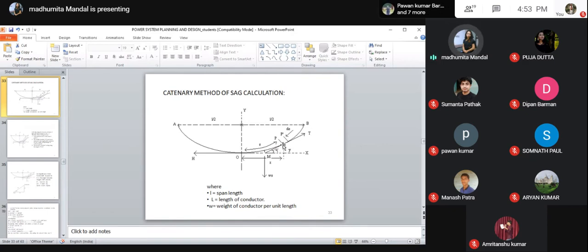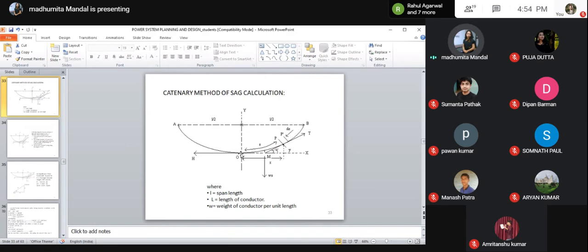Now if this point P is here at B, that means S is equal to OB. What will be the value of S at that time? S is equal to half of the conductor length. The conductor length is AOB, so OB is half of the conductor length, L by 2. So if this point is now considered here, then S is equal to L by 2. And what will be X? X is basically this horizontal line, which is half of the span length, small l by 2.